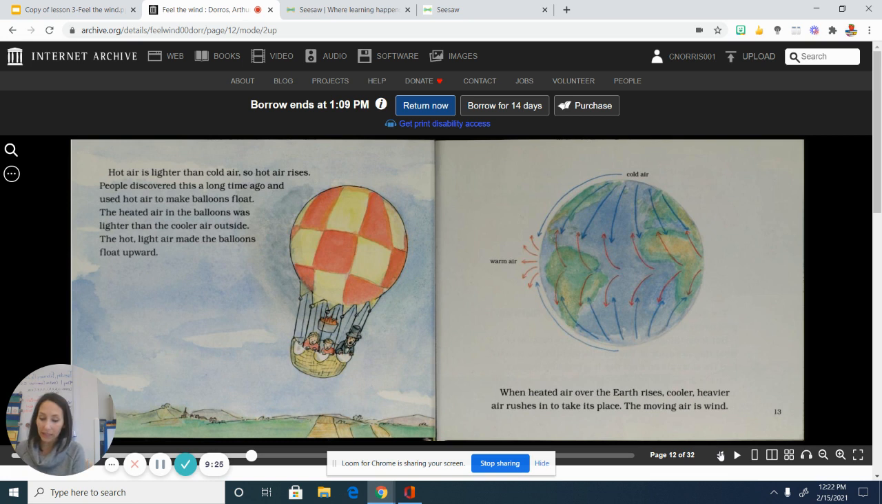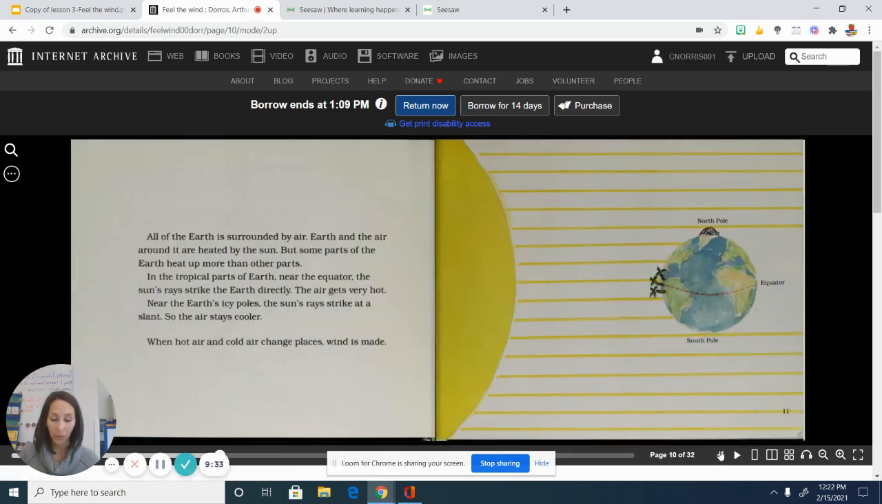Okay, so let's think about what are some of the details that we hear on these pages. So I'm going to go back. What do you think? What are some of the details? Yeah, one thing I noticed here is that the sun heats the earth up and it also heats the air in different ways, but it heats the air. So that's one detail that I'm going to put in the box.